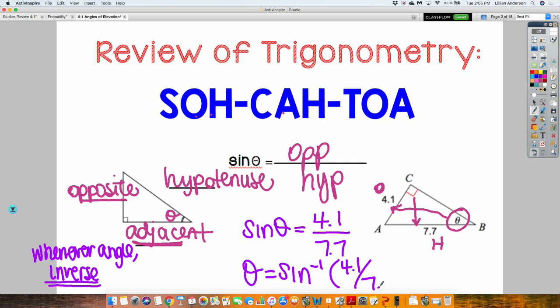Now, if you're using these TI-30XAs, you type it in backwards. Okay? You do 4.1 divided by 7.7, enter. Then second sine. And that should give you the answer. The second sine.